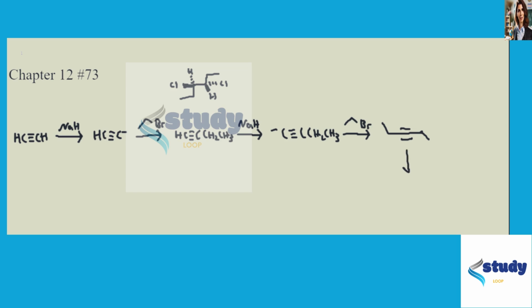We can then reduce this to the trans alkene. To do that, we'll do a dissolving metal reduction, aka the Birch reduction, so sodium metal and liquid ammonia. That's going to get us to here, the trans alkene. And then if we were to use chlorine gas here, that's going to do an anti-addition of chlorine, which is what we are looking for. And so this is going to be our final product.